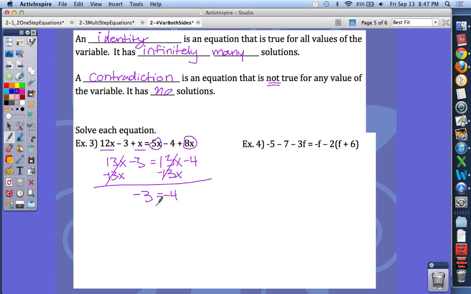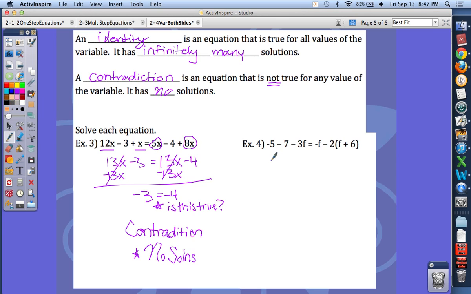Regardless of what you end up with, look at this. Ask yourself, is this true? Write that down. Is negative 3 equal to negative 4? Ever? Is negative 3 ever equal to negative 4? No, that doesn't make sense. This would be a contradiction. There are no solutions to this equation. I want you to understand, if I ask you to solve, the no solutions is your answer, okay, this part. The contradiction is just the classification of the equation. It's what we call it.